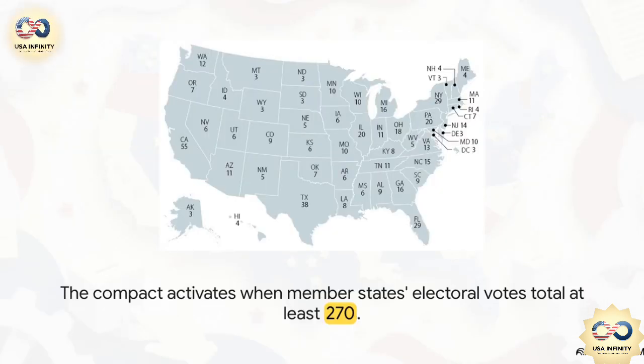And as you can see on this map, a number of states are already on board. But here's the key. The whole thing is designed to stay dormant, to not activate, until the states that have signed on collectively hold at least 270 electoral votes, that magic number you need to win the presidency.